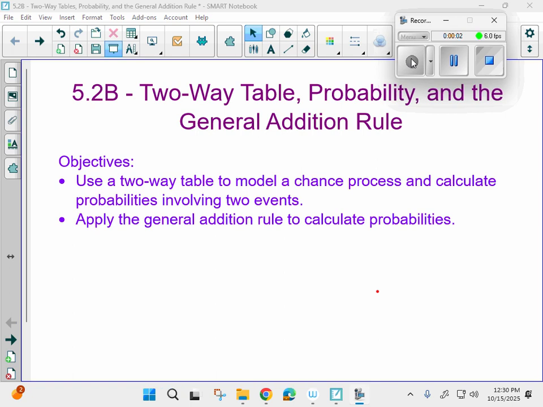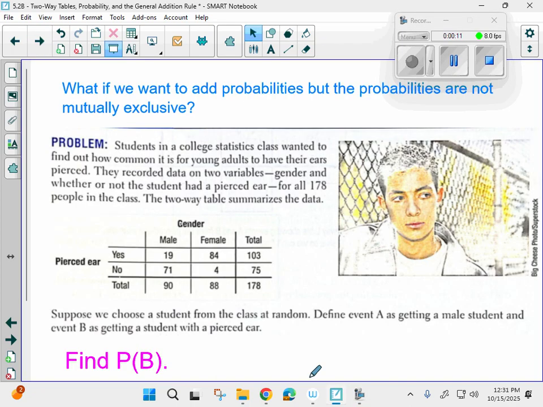We're going to do some two-way tables as well, which will help us to determine if something is mutually exclusive. And we're going to learn the general addition rule.